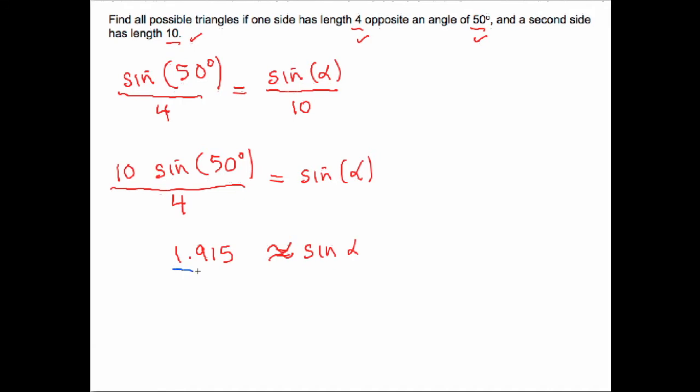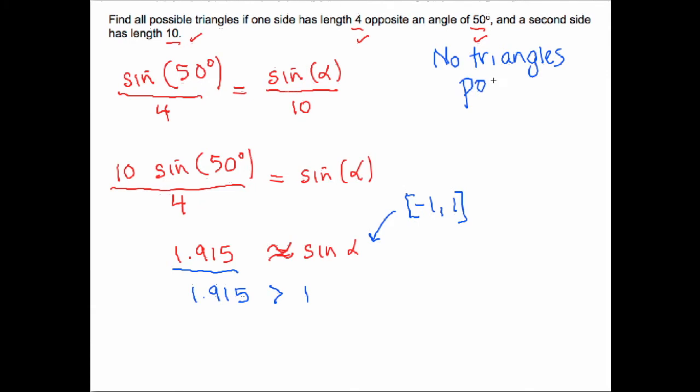So I'm ready to take the arc sine of both sides, except I notice what? I notice that this number, 1.915, is greater than 1. And the range of the sine function, well, that is all values between -1 to 1. Sine will never be equal to 1.915. So I cannot possibly draw this triangle. There are no triangles possible with these dimensions.